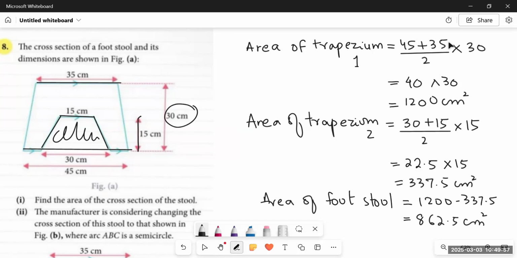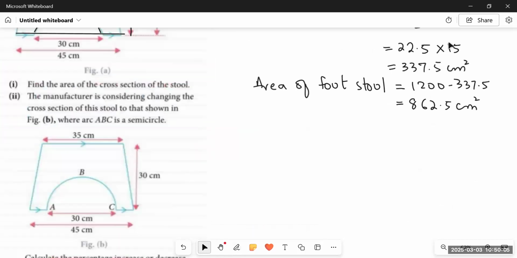Or we can just round it up to make it 863 centimeters squares. Okay. Now, what are they saying next? They are saying the manufacturer is considering changing the cross section of this stool to that shown in figure B, where arc ABC is a semicircle. Now, what is happening?